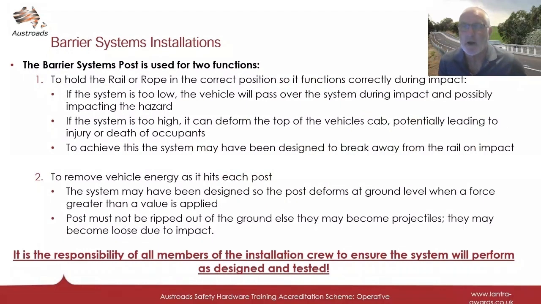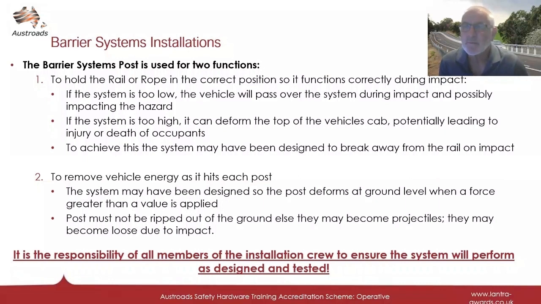A barrier system post is used for two functions. To hold the rail or rope in the correct position so it functions correctly during impact. If the system is too low, the vehicle will pass over the system during impact, possibly impacting the hazard. If the system is too high, it can deform the top of the vehicle cab, potentially leading to injury or death of the occupants.